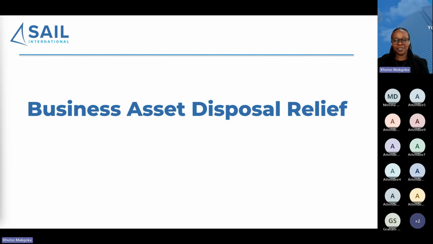Now, due to the level of complexity of this specific relief, it is important that you reach out to a tax professional to assess your business, assess what you're looking to sell, and assess whether this would be a good way to reduce your overall capital gains payable.